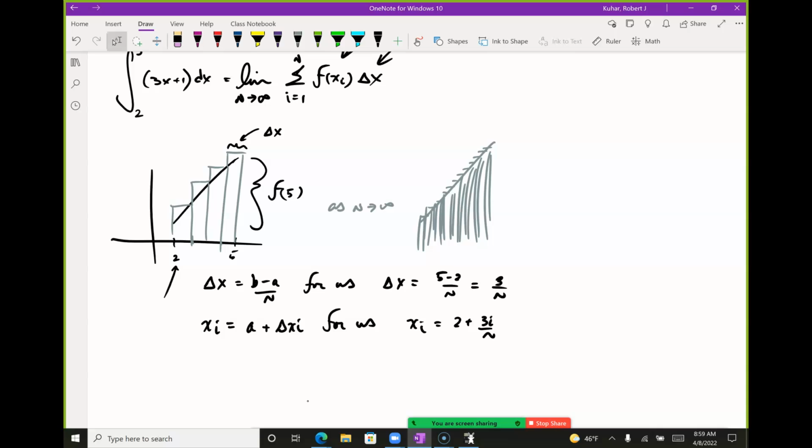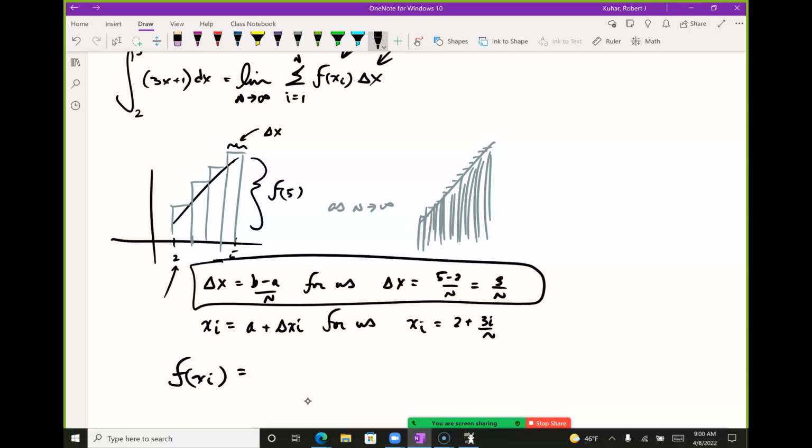That's fine. Yep. Now I want to find f of x sub i, because I need the width of my rectangle right here, and I need the height of my rectangle. So this is going to be 3 times x plus 1, and in there I'm putting my x sub i.